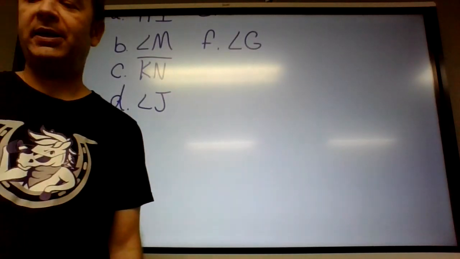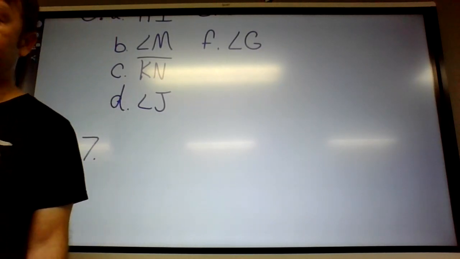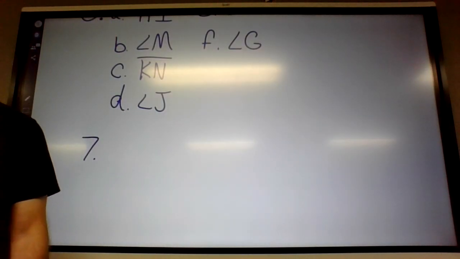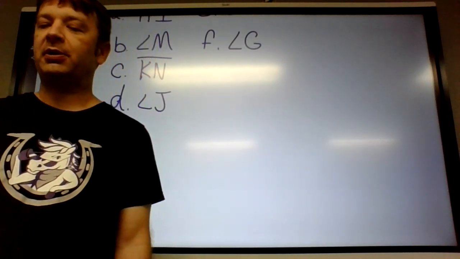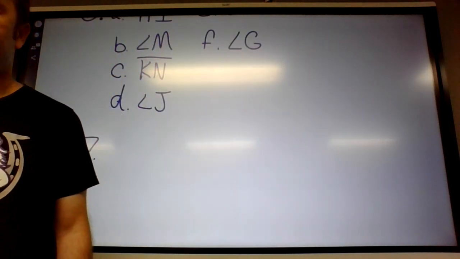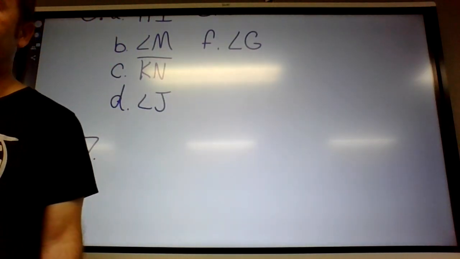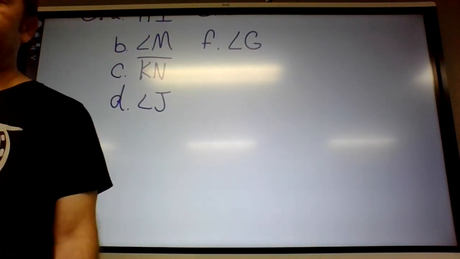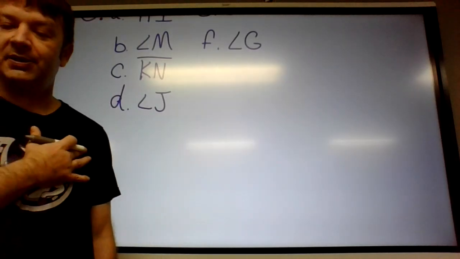Number 7, write a valid triangle congruent statement for each pair. Pay particular attention to the markings on the diagrams. So what they mean by that is when they put one mark and one mark, that means those two sides are congruent. Or if they put one arc and one arc, those two angles are congruent. Or two marks and two marks, those sides are congruent. You guys get it? Yeah.